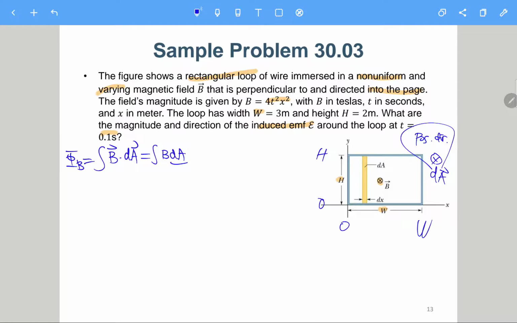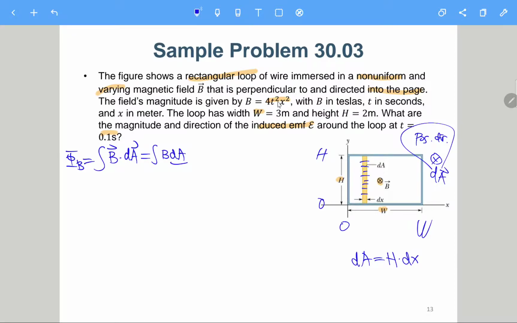So dA is like this area. Actually, we don't really need to integrate over dy because it doesn't relate to y. So dA is just h times dx. This is the rectangle. We don't really need to cut it further like this.